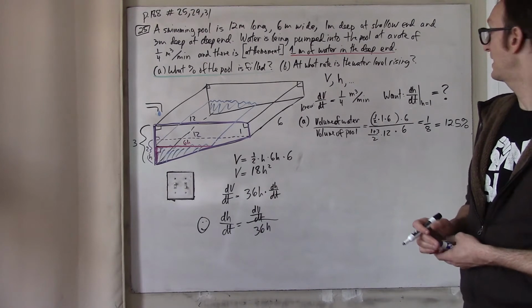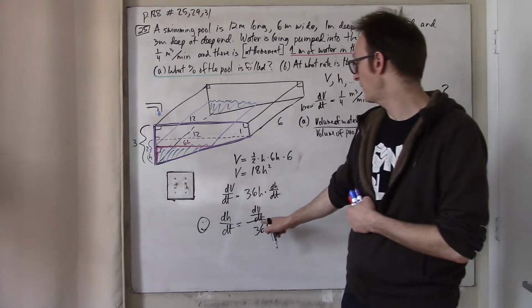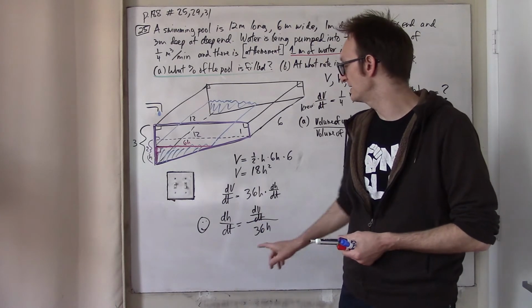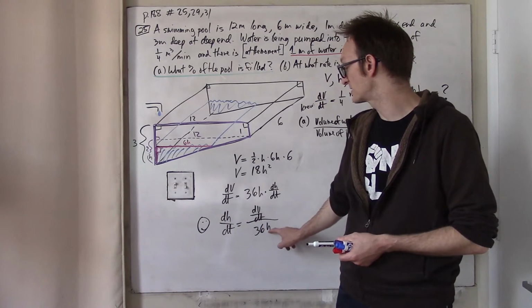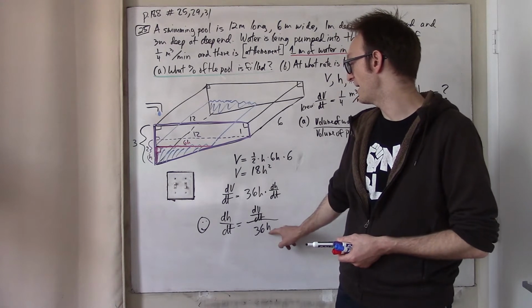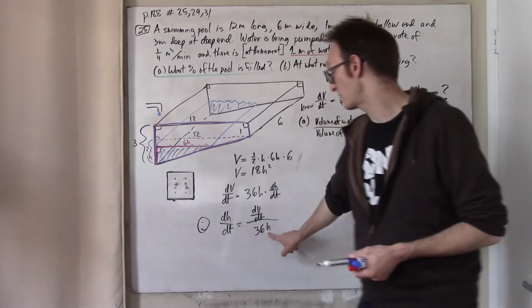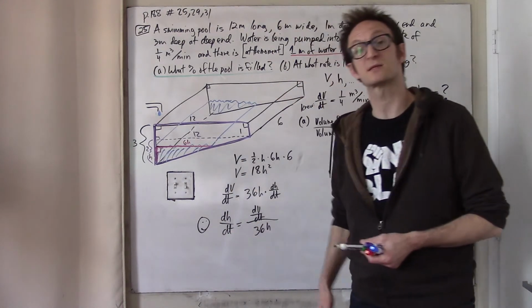Oh, by the way, we can now reflect back on our intuition from earlier, and we can see that indeed, when h is very small, dh/dt is quite big. But as h gets bigger, dh/dt gets smaller.